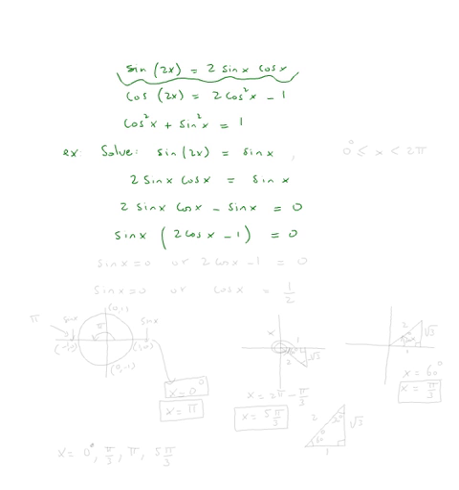Now we know if the product of two numbers is 0, one of them gotta be 0. So the first number, which is sine x, has to be 0, or the second number, which is 2 cosine x minus 1, has to be 0. Now this means that sine x is 0, or 2 cosine x is 1, which means cosine x is 1/2.